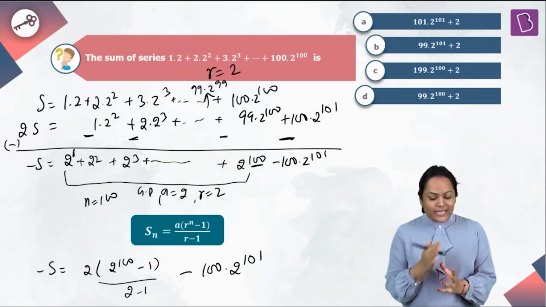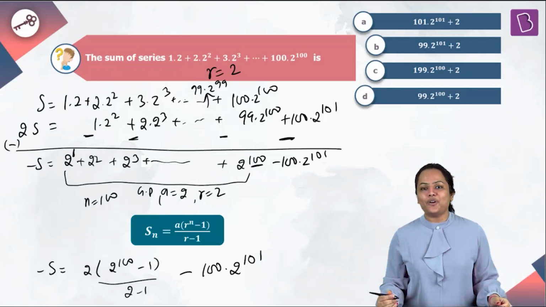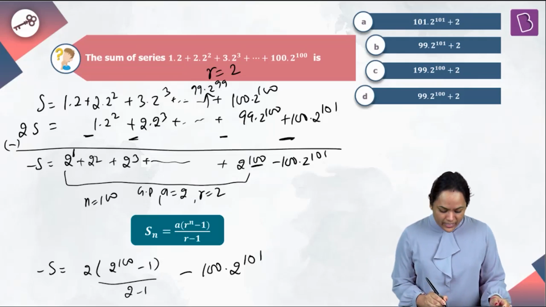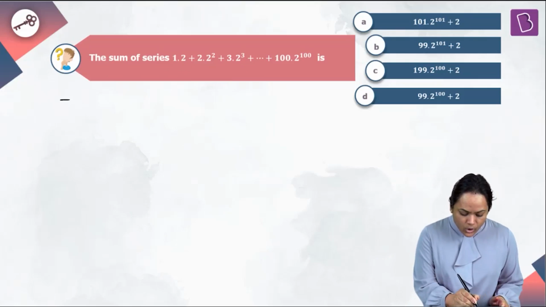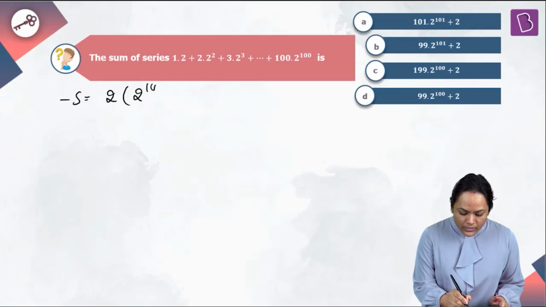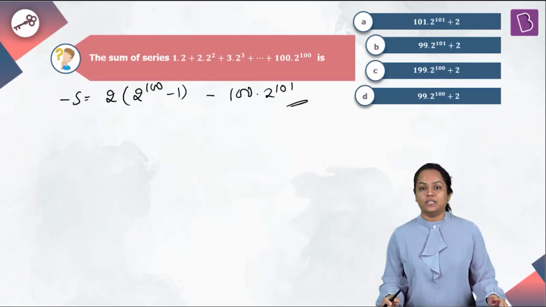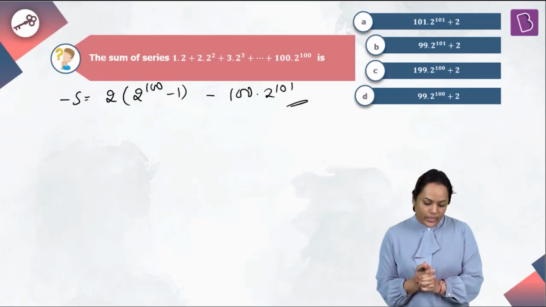Now what? Well, let's multiply by minus sign. We'll get the value of s, isn't it? So let's write this minus s first. We got minus s is equal to twice of 2 raised to 100 minus 1 minus 100 into 2 raised to 101. This is what we got. Is this much clear? Very well.